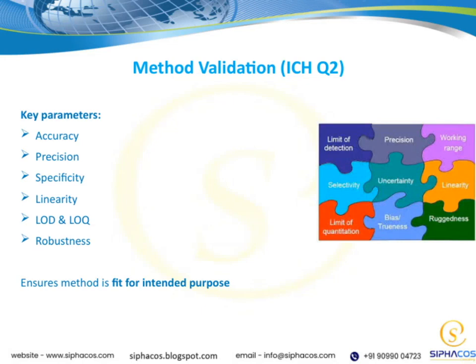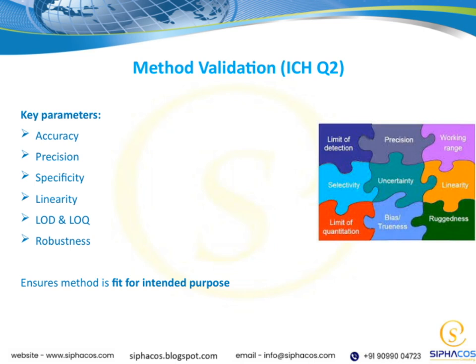Now, let's talk about method validation according to ICH-Q2 guidelines. When we validate a method, there are several key parameters we focus on to ensure it's reliable and fit for purpose. First, accuracy. This tells us how close our measurements are to the true value. Then, precision, which is about reproducibility and consistency of our results. Specificity is also critical. It ensures our method can accurately measure the analyte without interference from other substances. Linearity is next, confirming that our method provides proportional responses across a range of concentrations.